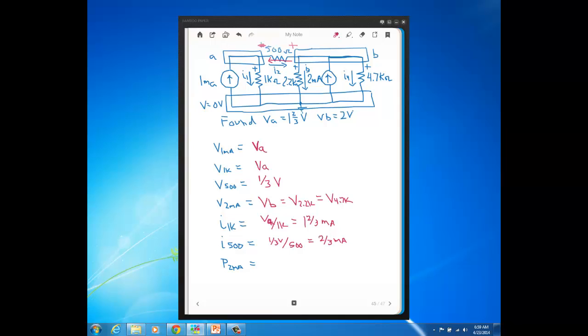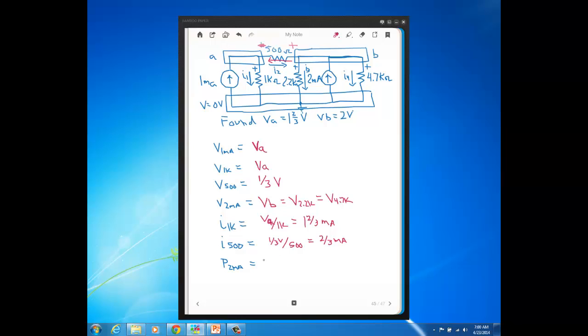Okay, and we can check to see if these answers make sense because at any node, KCL needs to be satisfied. So if we come up here to node A, there's 1 milliamp flowing in here from the current source, and there's 2/3 of a milliamp flowing in through the 500 ohm resistor. Well, flowing out through the 1K is 1 2/3 milliamps. So you see that KCL is satisfied here, that 1 milliamp plus 2/3 of a milliamp flowing in equals 1 2/3 milliamps flowing out.